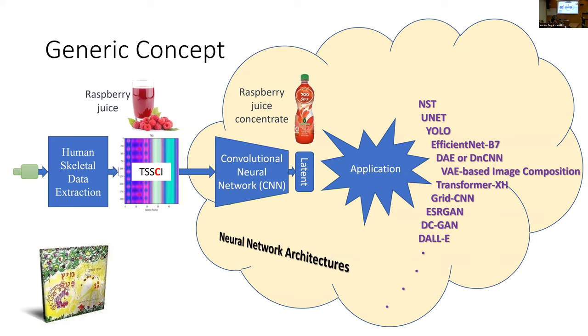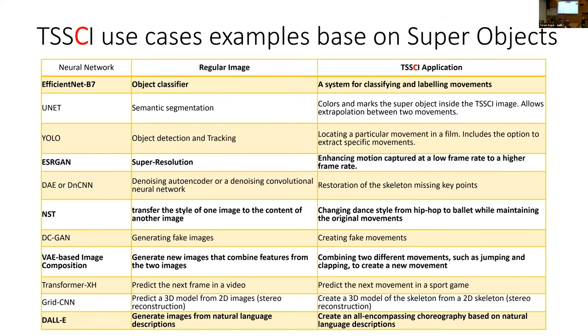So there are many different networks out there that have the ability to deal with images. Now, if we take them and we feed them with the TSSCI, we can gain a lot of applications, a lot of data. So for example, if we take the efficient net, which is a Google CNN neural network, which is a very fast network, we can classify different movements because this network knows how to classify between dog and cat or whatever.